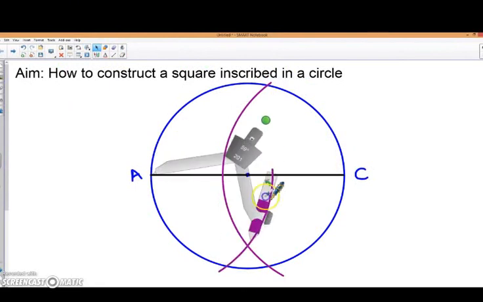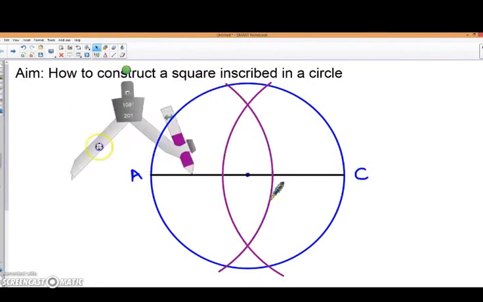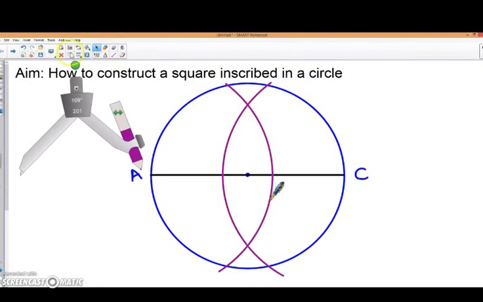Now using a straight edge, you're going to connect the 2 points of intersection. I'm going to have to slide this over a little bit. Now make sure that your perpendicular bisector passes through the center of the circle. Now, what you have just created is you have divided your arc into 4 equal sections.